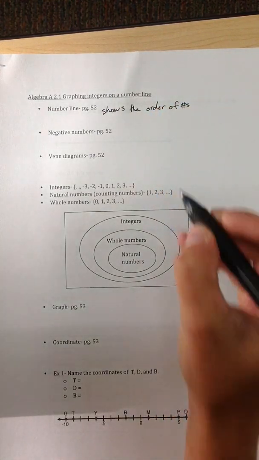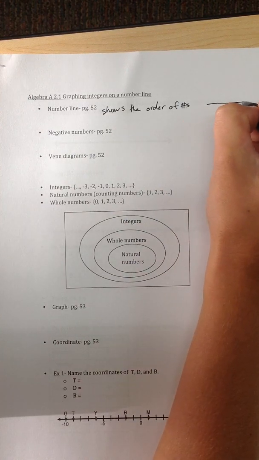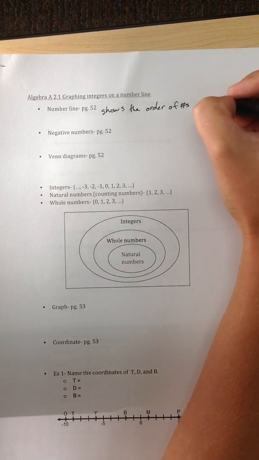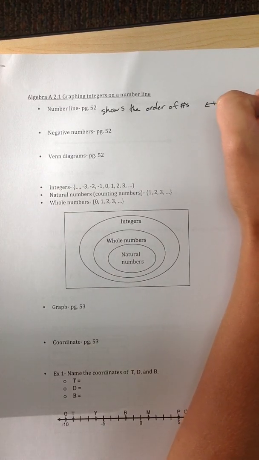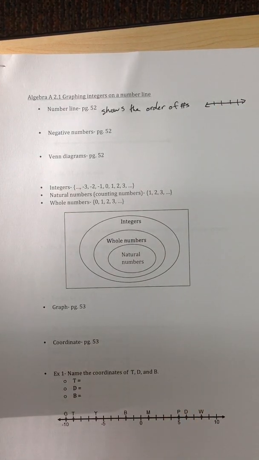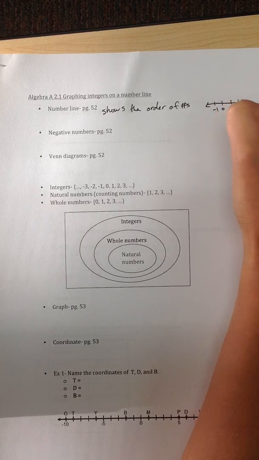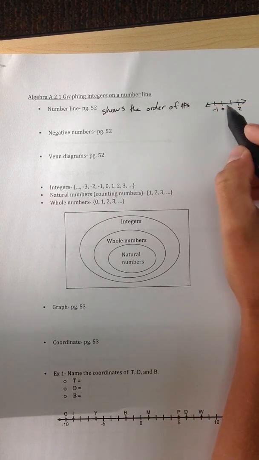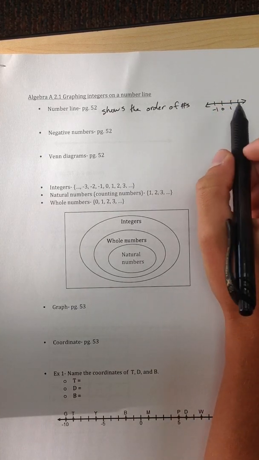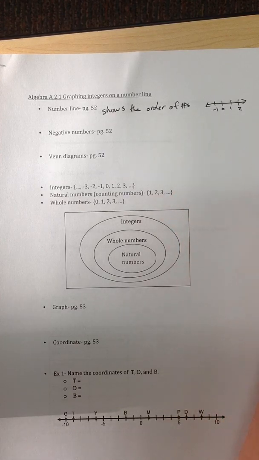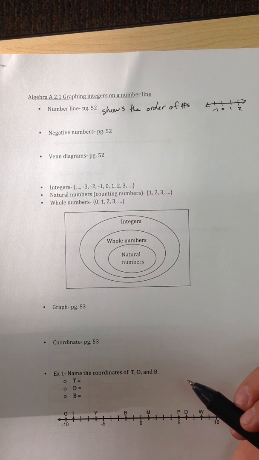Now, what a number line looks like is just a line with arrows on both ends, and then you've got a bunch of tick marks that are equally spaced apart, and those tick marks are labeled by numbers. So maybe we've got a -1, a 0, a 1, and a 2. Numbers on the right side are higher numbers, and numbers on the left side are smaller numbers.